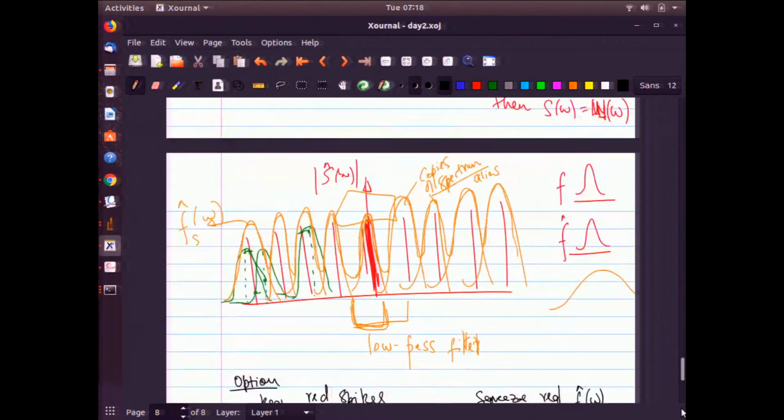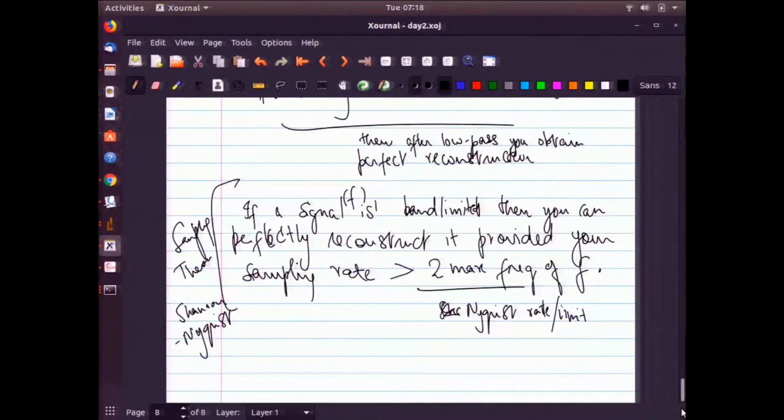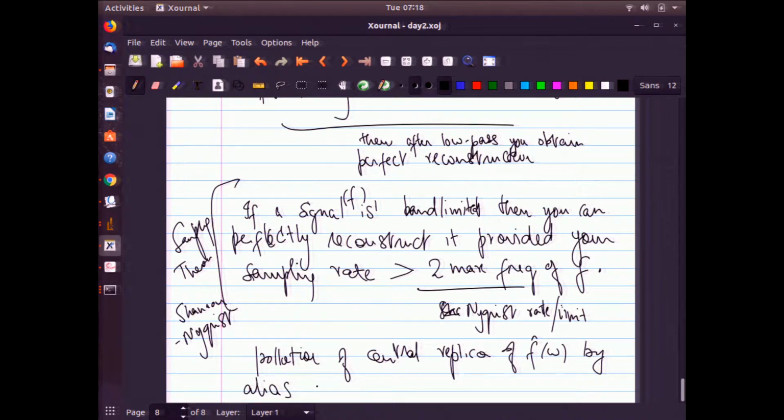So this pollution of the central replica of f hat of omega by alias spectra is known as aliasing. So you probably all heard of aliasing.